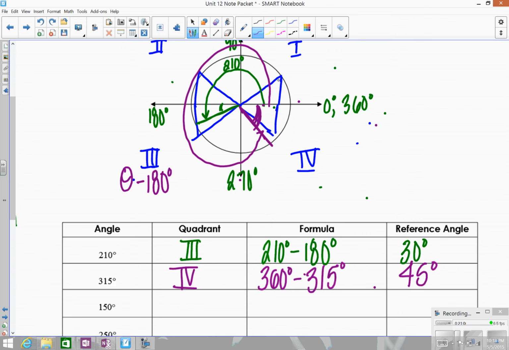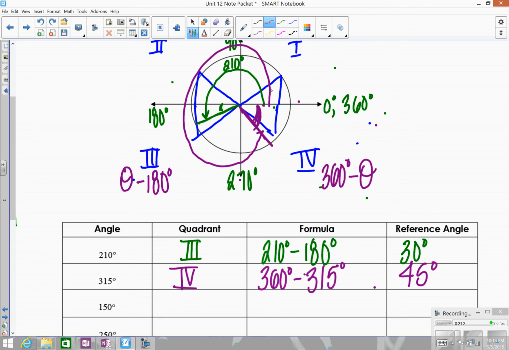Where if the angle ends up in the fourth quadrant, you have to take the entire circle and subtract off the angle you don't want, and then you'll be left with the reference angle. So for this one, you do 360 minus your angle that was given to you. So then let's look at another one.